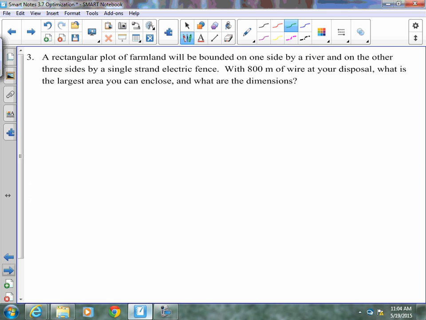Next one: a rectangular plot of farmland will be bounded on one side by a river and on the other side by a single-strand electric fence with 800 meters of wire at your disposal. What's the largest area you can make and what are its dimensions?